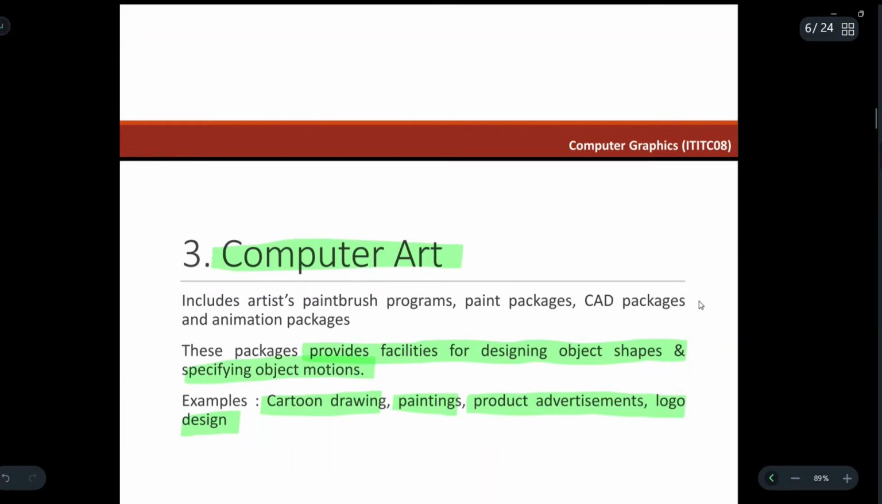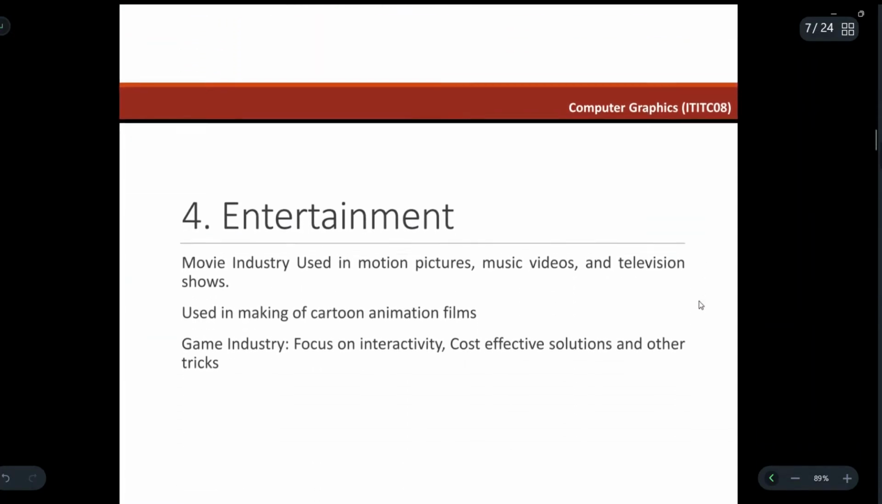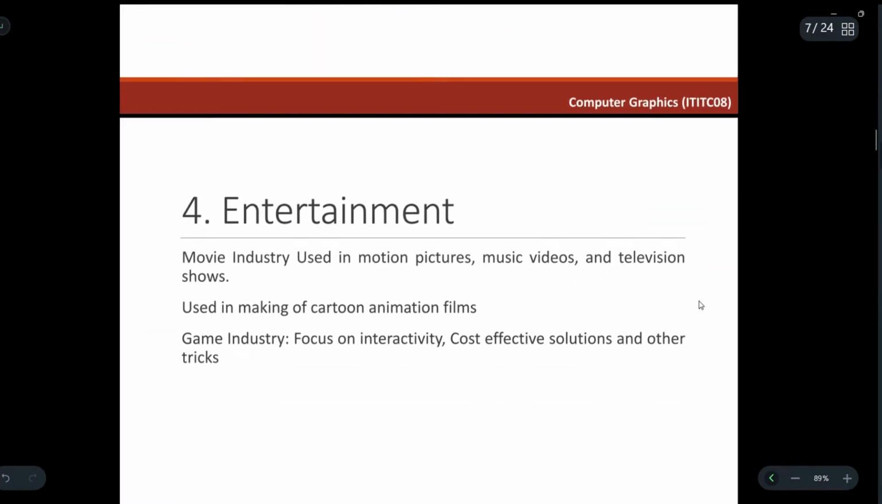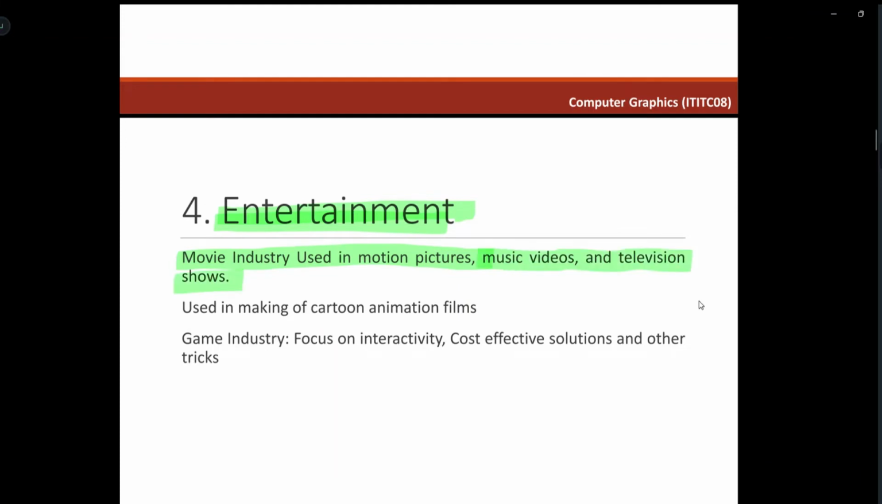And fourthly, we have entertainment. You must be very familiar with what entertainment means, as the movie industry uses it in motion pictures, music videos, and television shows. All of them use computer graphics to create those videos. Most importantly, the game industry totally works on computer graphics. The focus on interactivity, cost effective solutions, and all the animation that you use to play games is developed by computer graphics.